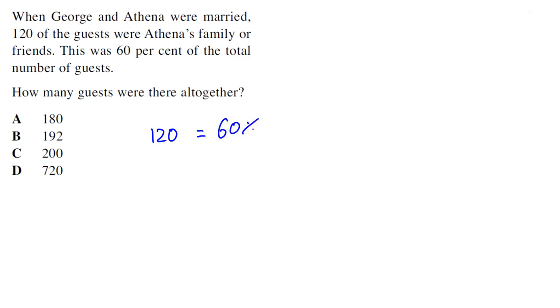So if we want to find out how many guests were there altogether, let's first find out how many guests is 1% of the total. And to do that, we have to go from what we know to a 1%. Now, this operation, going from 60% to 1%, what have we done to reduce this number? Well, we've actually divided by 60. Wouldn't you agree? 60 divided by 60 is 1, and that's what we've done to get from 60% to 1%.